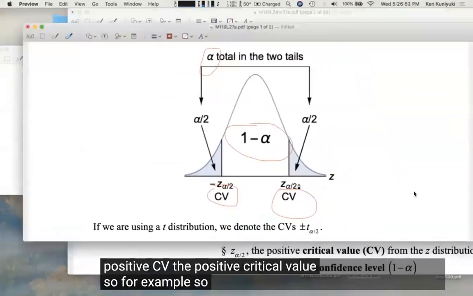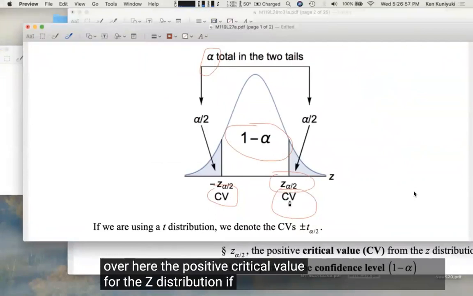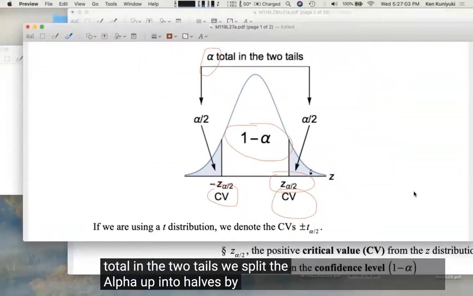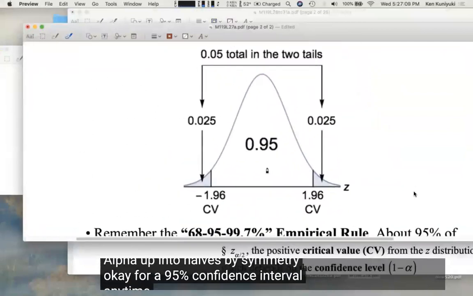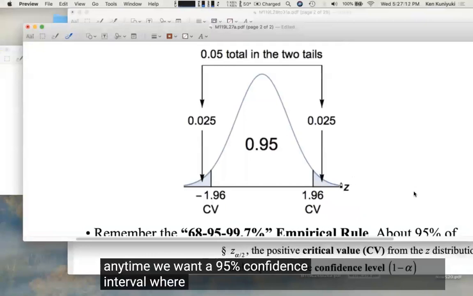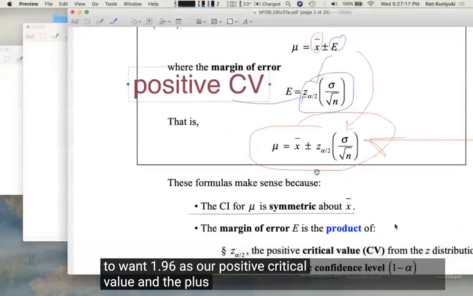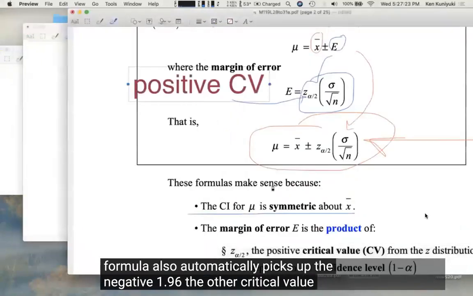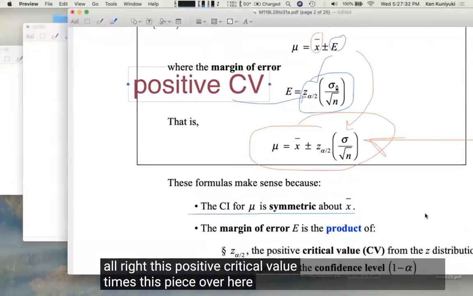So here, generically, it's over here, the positive critical value for the z distribution if you want alpha total in the two tails. We split the alpha up into halves by symmetry. For a 95% confidence interval, anytime we want a 95% confidence interval where z is involved, we're going to want 1.96 as our positive critical value. And the plus or minus in this formula also automatically picks up the negative 1.96, the other critical value. So the margin of error consists of this positive critical value times this piece over here.